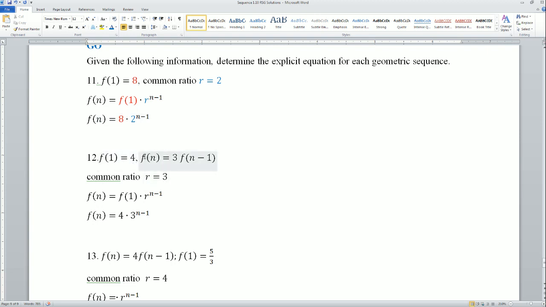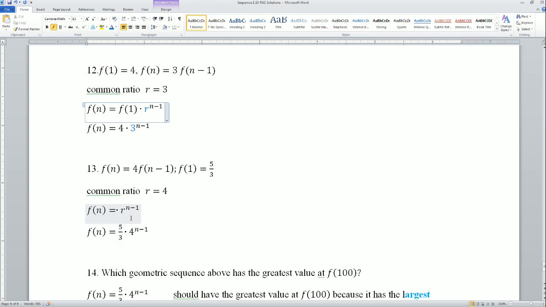Looks like this is the recursive: 3 times the previous function. So the common ratio here is 3, right? So I plug it in again for the common ratio, the 3 here for the r, as well as the first term here, which is 4. Next, 13. Again, I have the recursive and the first term, so I substitute that in.